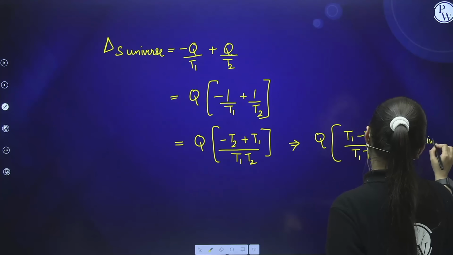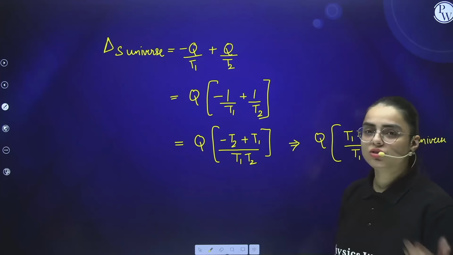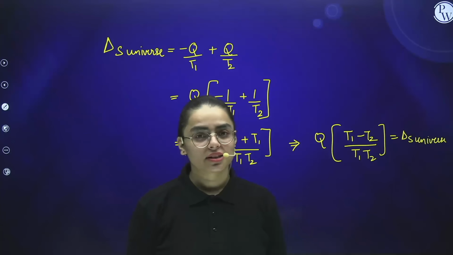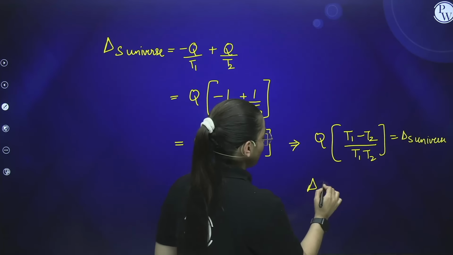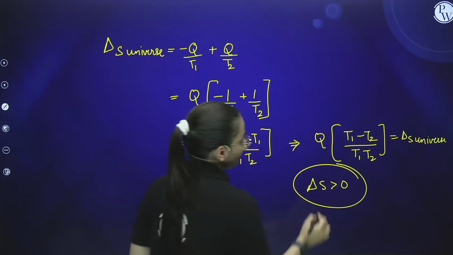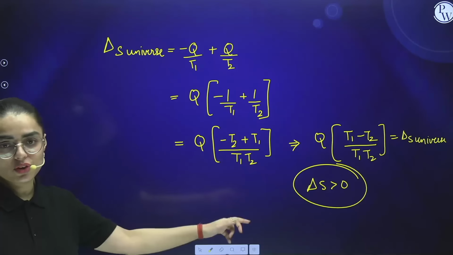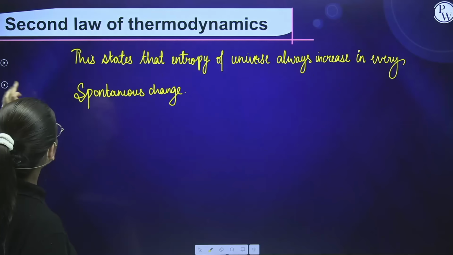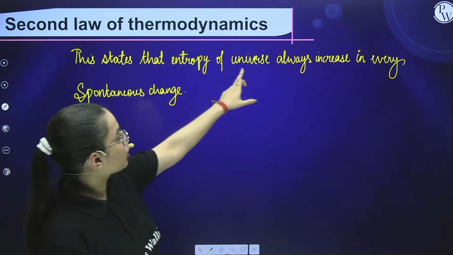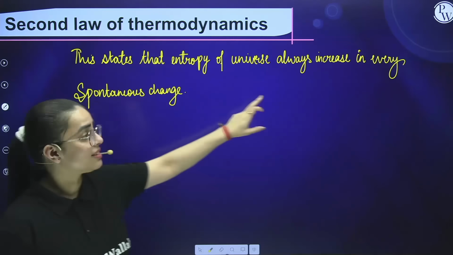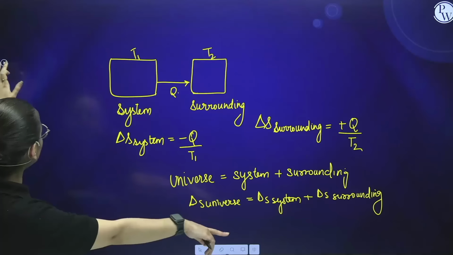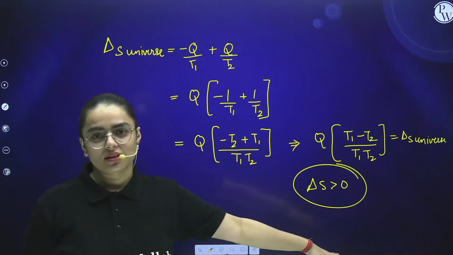So can you please tell me whether delta S universe is more than 0 or less than 0? It is more than 0. That means it always keeps on increasing. So this defines which law? The second law. This defines our second law, that delta S for the universe keeps on increasing. It is more than 0. The second law states that entropy of the universe always keeps on increasing in every spontaneous change. Hence we have also proven this in this case. Is it clear to you?